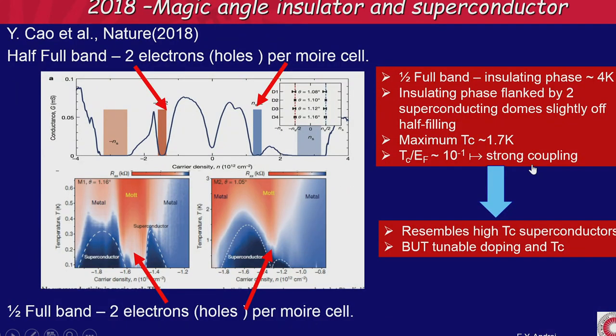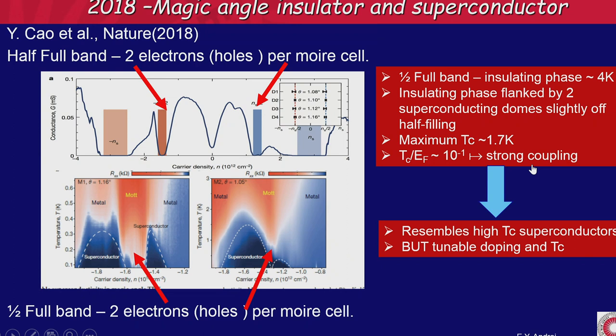OK, so these are the results that were published in March by the MIT group. What they did, they actually tuned the twist to the magic angle, and they were looking for interesting effects that are going on. It took them a very long time to get there. But they were able to find some very cool things. They had to cool it down to dilution refrigerator temperatures, and they found the following, what I have here.